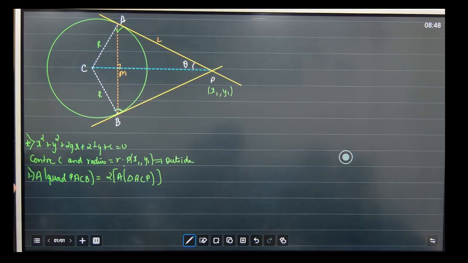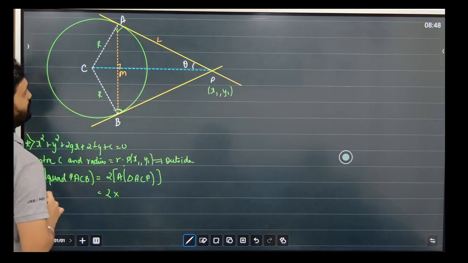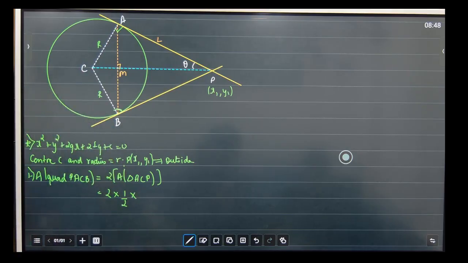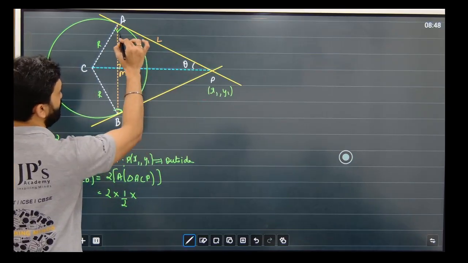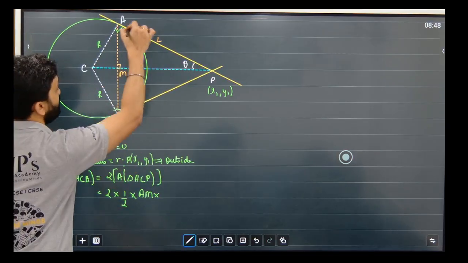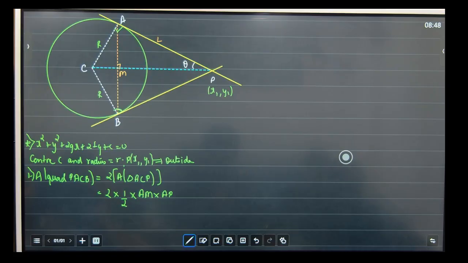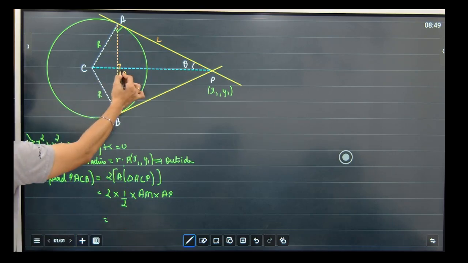Okay, now how will I find the area of the triangle? It's twice, as I said. So twice into the area of triangle ACP. The area of triangle ACP is half into base into height. This is a right angle triangle. So AM is your height, and AP is the base because it is right angle at A. Did you guys understand this? So these two will get cancelled.